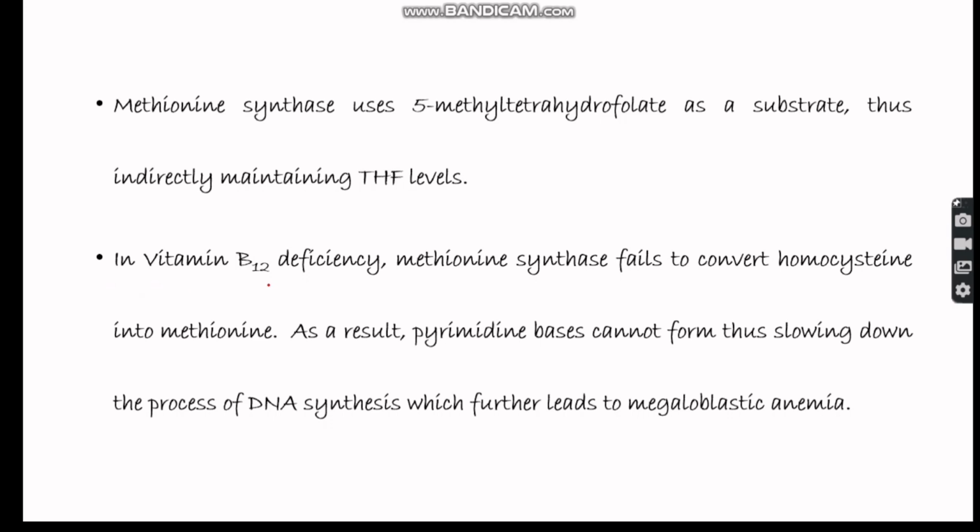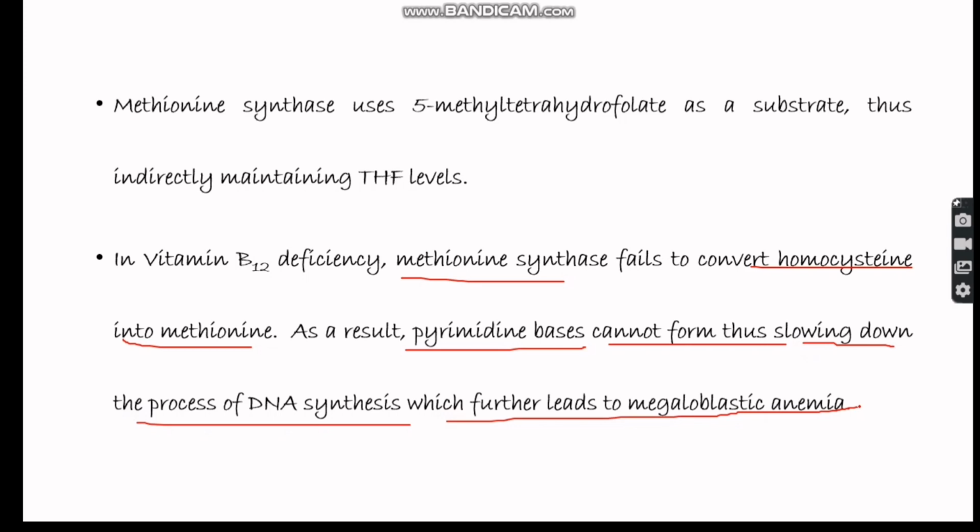So in vitamin B12 deficiency, methionine synthase fails to convert homocysteine to methionine. As a result, pyrimidine bases cannot form, thus slowing down the process of DNA synthesis, which further leads to megaloblastic anemia.